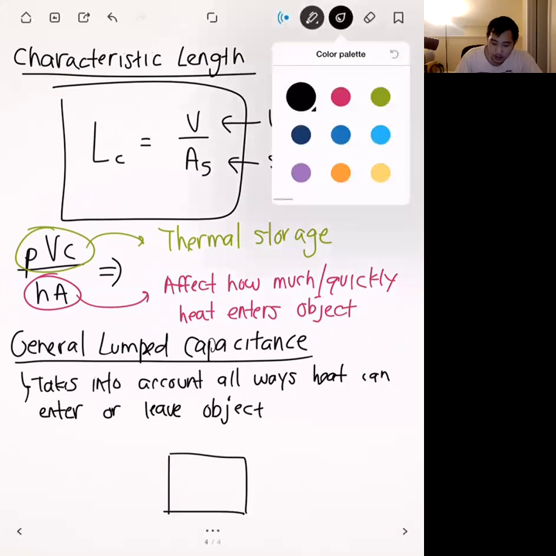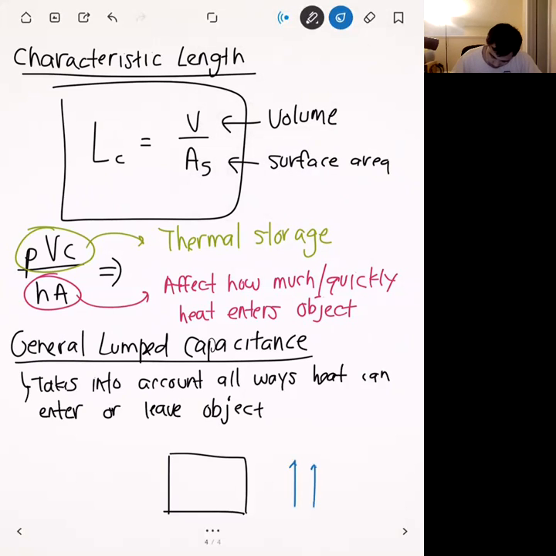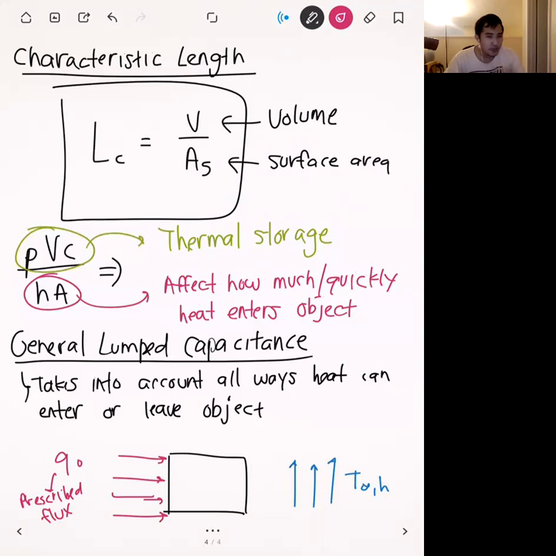And so the first thing we have is convection. Convection is always characterized by the fluid temperature T infinity and also by the convection coefficient h, okay? We also have a prescribed heat flux. If we're directly heating an object from the outside, the example that we did for that in class was a cast iron skillet, right? For a cast iron skillet or anything that you're cooking, if you put it on top of the stove, you can basically apply a direct heat flux to your object.